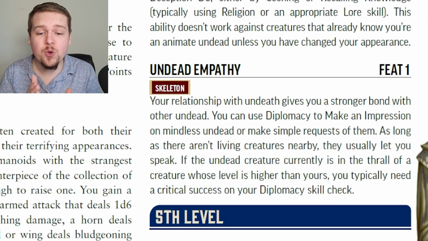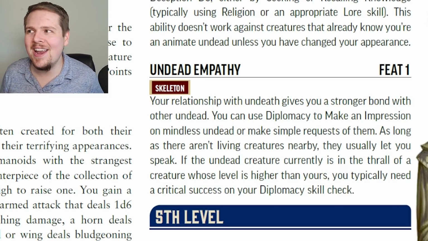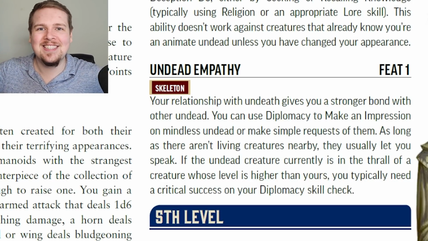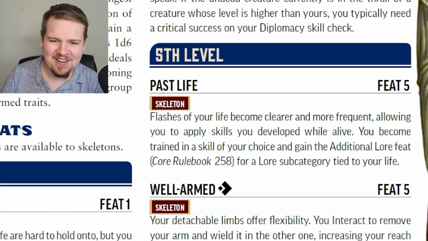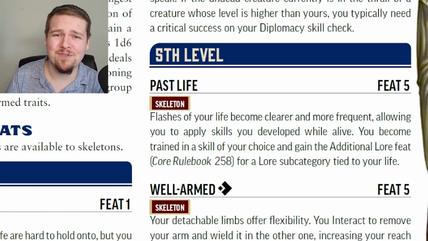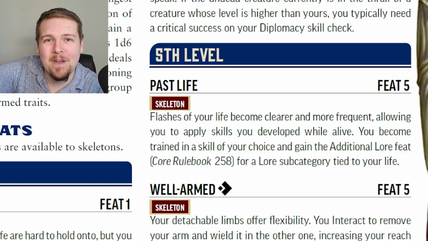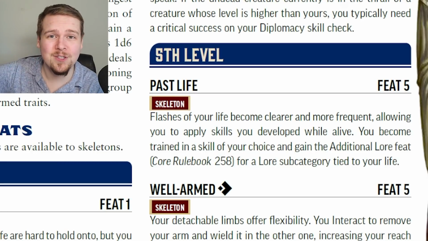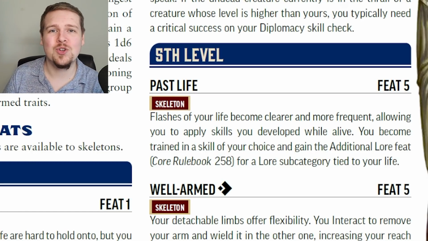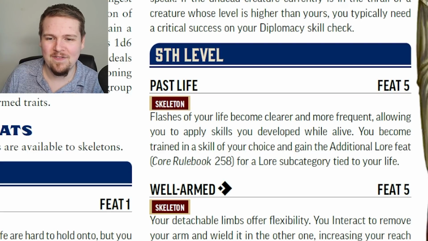I love the ability to interact with mindless undead. That's something that nobody else really gets to do. Past life at level 5 is really kinda lame. You get additional lore, which means you become trained in additional lore of any kind. It's cool, getting a lore skill is useful, but it just makes you trained. This is just a level 5 ancestry feat to get one new skill.